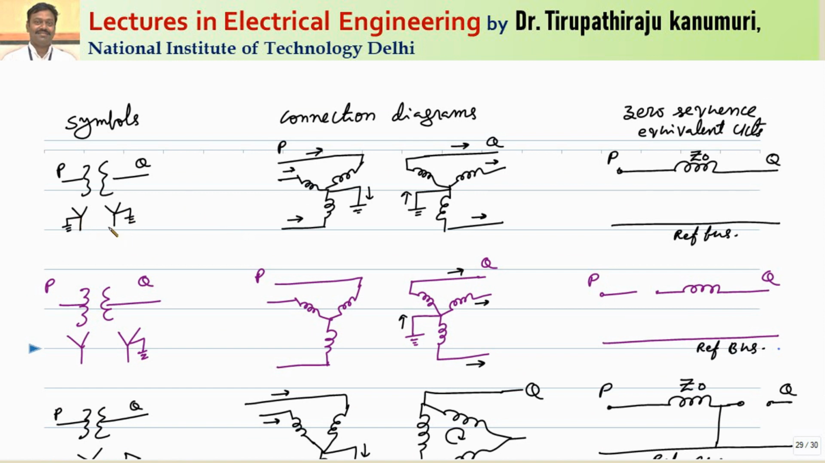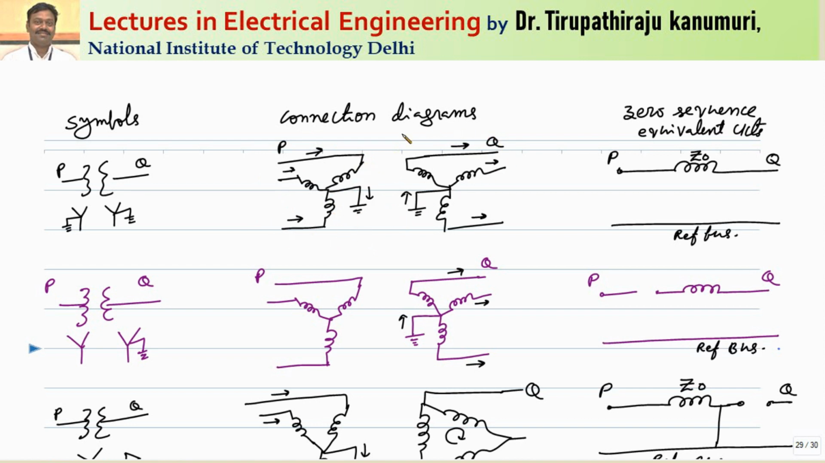I am taking star-star transformer with both sides solidly grounded. So whenever both sides are solidly grounded, the connection diagram will be like this. Whenever the fault happens, then current can return back through this neutral. So automatically this transformer can supply the fault current, because the fault current can return back through this neutral. So this energy should be supplied from the primary only. So primary side currents can pass only if there is a closed path in the primary circuit also. That means only if there is a neutral connection, then only this can be supplied by the primary.